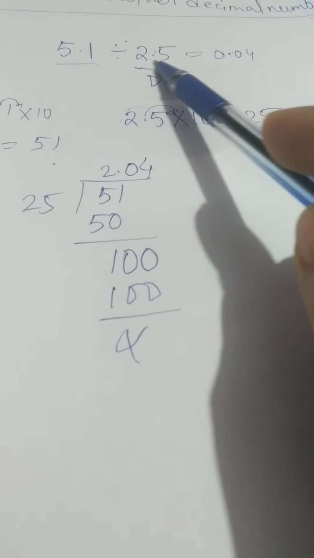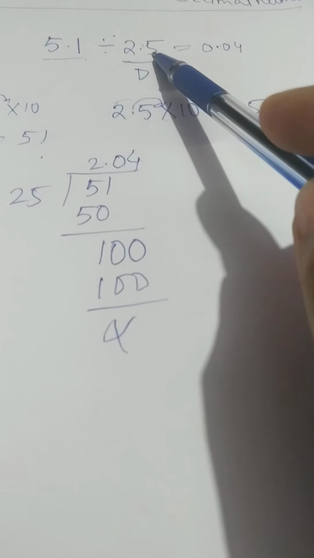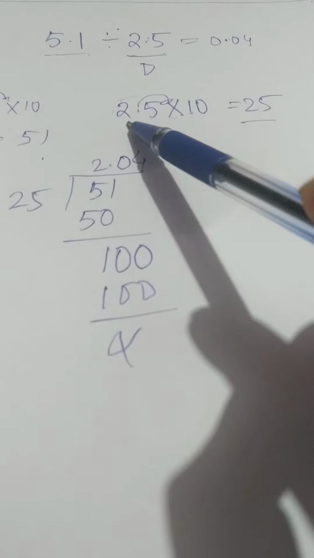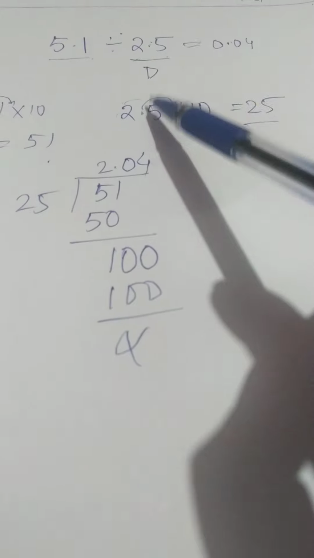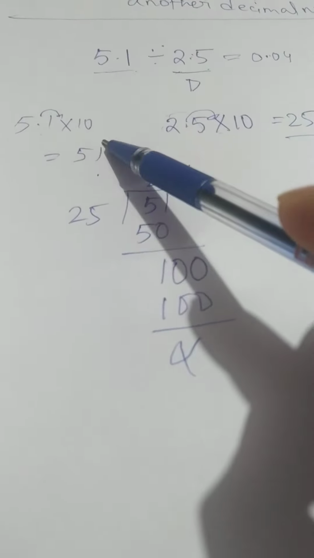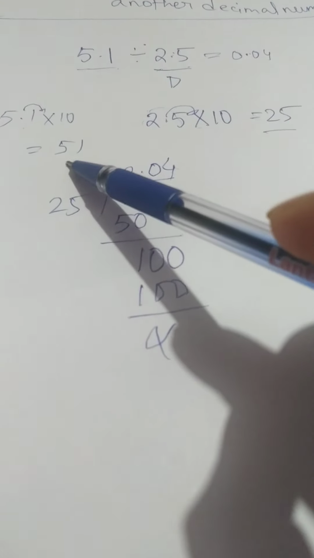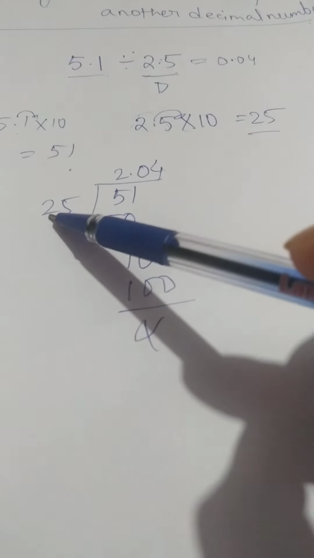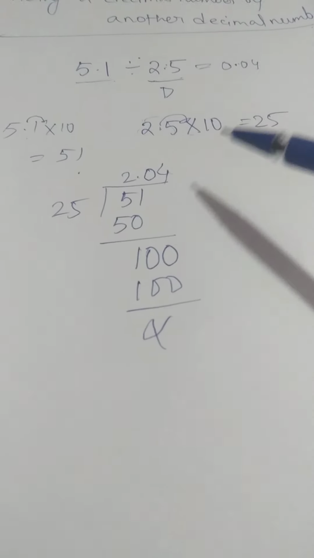What I have done over here is, first I need to check, for the divisor, after the decimal how many digits are there. You see after the decimal one digit is there. So I multiply the divisor by 10, and if I multiply the divisor by 10, I need to also multiply the dividend by 10. Next I can divide both numbers. After multiplying by 10 I get 51, and after multiplying by 10 I get 25. Now I can easily divide 51 by 25. You are getting my point?